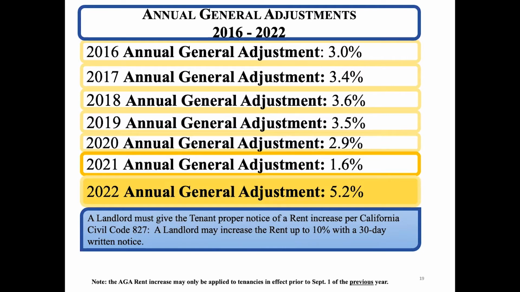And again, a landlord must give the tenant proper notice of a rent increase per California Civil Code 827. A landlord may increase the rent up to 10% with a 30-day written notice. However, if it goes above that, then it's a 90-day notice. And just to remind you, the percentage that dictates which notice to use, 30 or 90, you look at the previous 12 months. So it's not just that one increase. If over the past 12 months the increases have been above 10%, then whichever of the latter increases brings it above 10%, that notice would have to be a 90-day notice. For more clarification on that, you can contact us to explain.